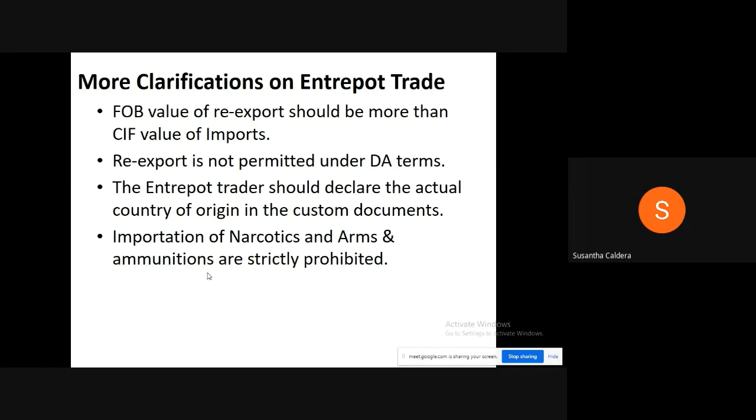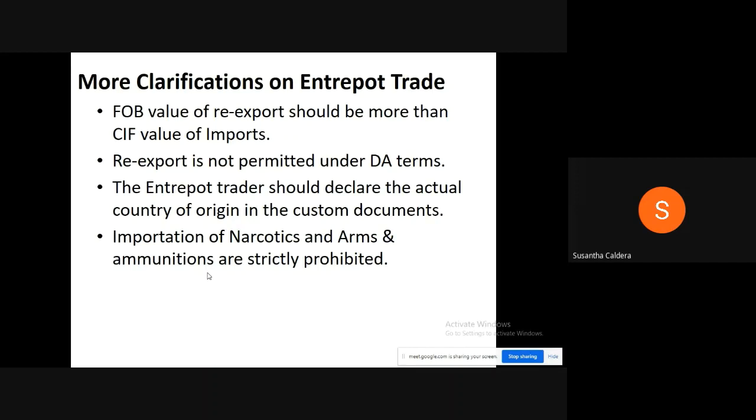Now when you talk about this entrepreneur trade, how it is happening, the FOB value of re-export should be more than CIF value of imports. It's very important. The FOB value of the re-export should be more than the CIF value of imports. If the import is CIF $10, right? And when we are exporting, the FOB value should be definitely more than $10.